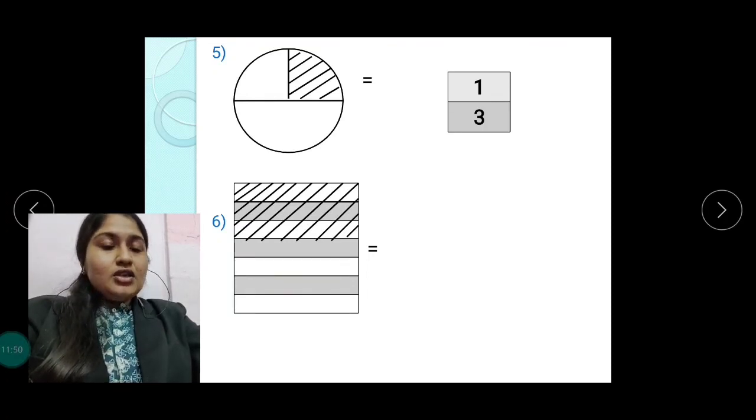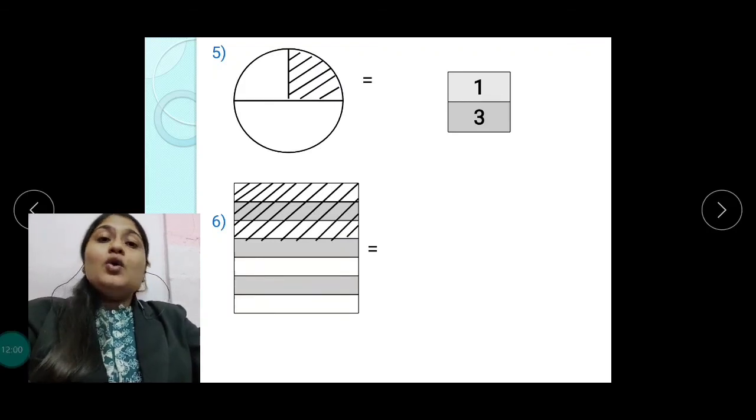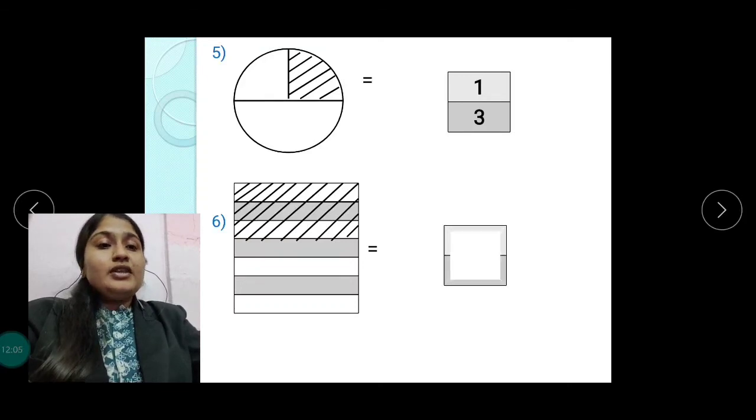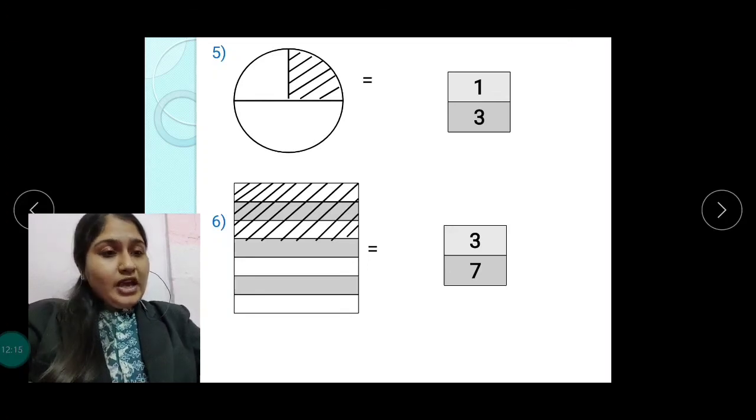Okay, my dear students. So total parts are 7. And how many parts are shaded? See, 1, 2 and 3. So how many parts are shaded here? Only 3. Okay, so what will be the answer? Yes, 3/7. Our answer will be 3/7. Okay, my dear students. So here we have completed our exercise 1 of the fraction chapter.